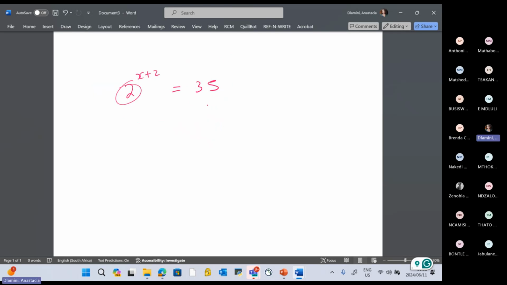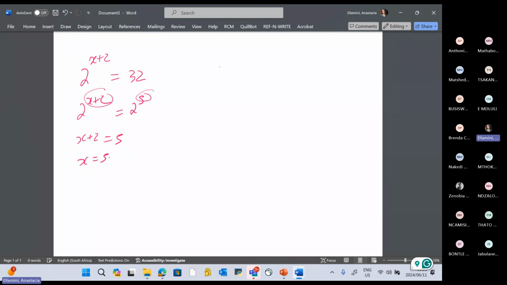Now, it doesn't necessarily mean that you can only apply it to such problems. You can also apply it to the problems that you were doing in grade 10, where you were able to raise 2 to the power of something to get that 32. Let me just explain that part. There are two methods of doing it. 2 to the power of x plus 2 is equal to 32. We said this is 2 to the power of x plus 2, equal to 2 to the power of 5. Now these are equal, so x plus 2 is equal to 5, and therefore x is equal to 5 minus 2. Therefore x is equal to 3.